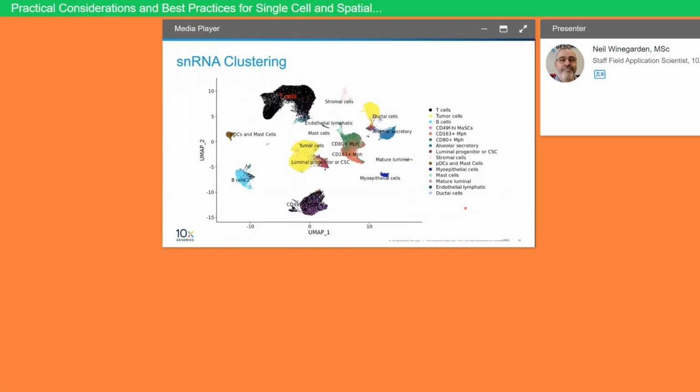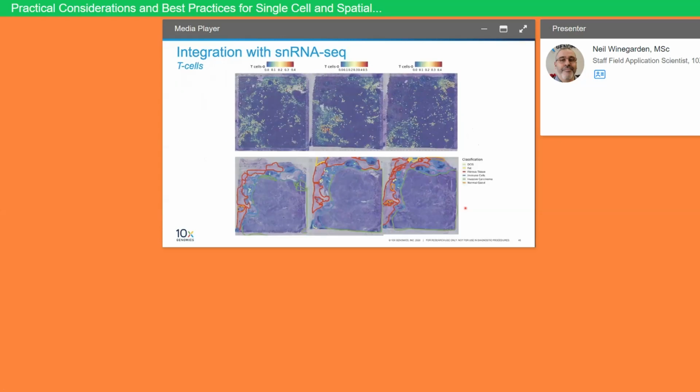Single nuclei sequencing produced a robust atlas of cell types, from immune cells to stromal cells and tumor cells. The signatures of each of these cell types were then used to integrate with the spatial transcriptomic data. Here we see the localization of tumor-infiltrating lymphocytes, specifically T cells, in these tumor sections. Pathologist annotations of the tumor sections are seen in the panels below.